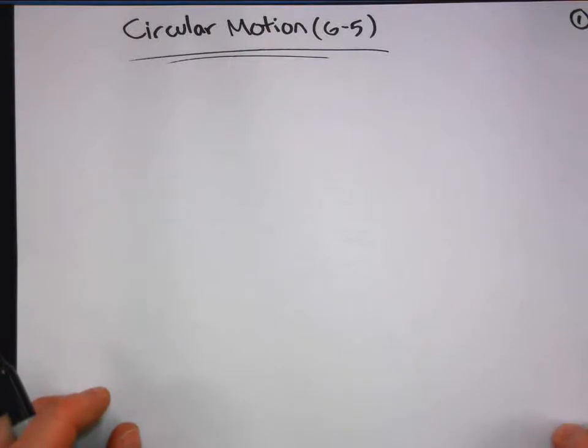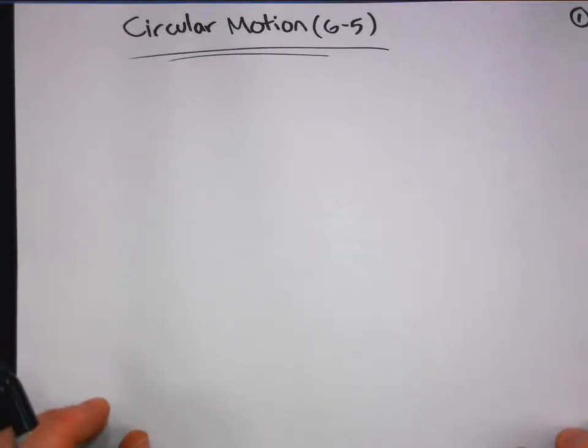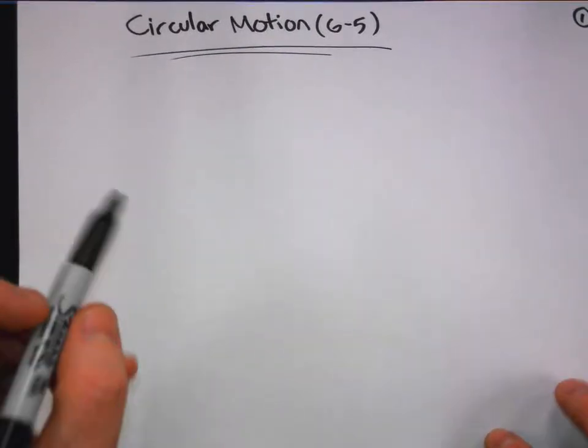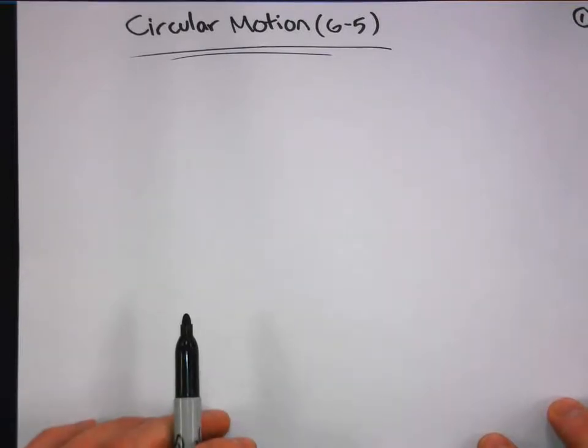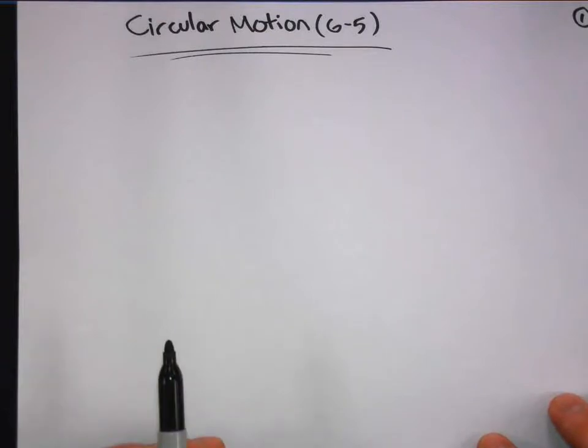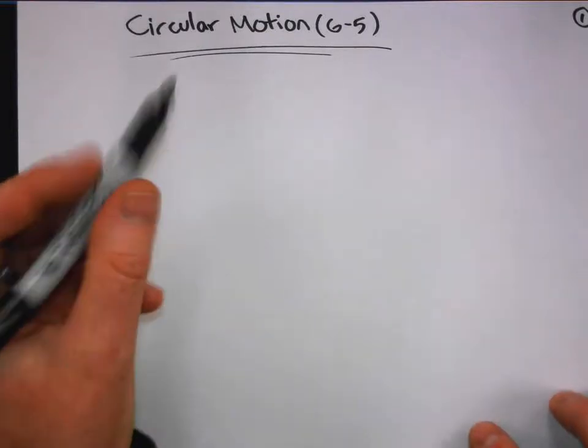Here in this video we're going to be talking about circular motion, the basics of an object moving in a circle. And for our purposes here, we're looking at an object moving at a constant speed as it travels through a circular pathway.